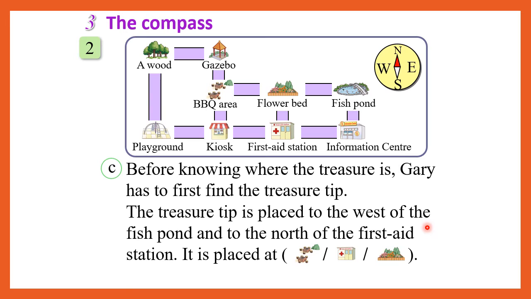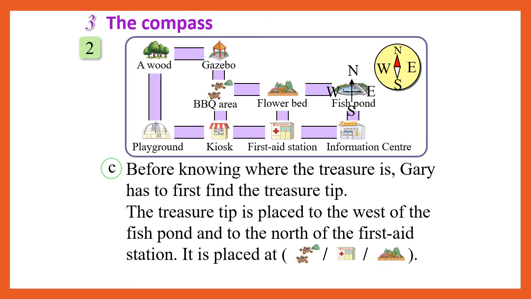Okay, for question 2C, I give you 10 seconds to read the question. Alright, before knowing where the treasure is, Gary has to first find the treasure tips. The treasure tips are placed to the west of the fish pond. So you have to draw the direction board on the fish pond like this.